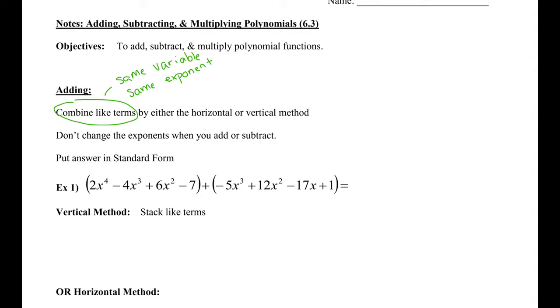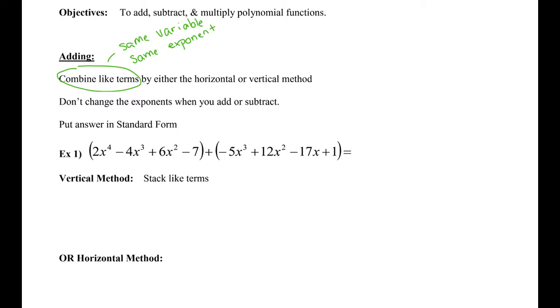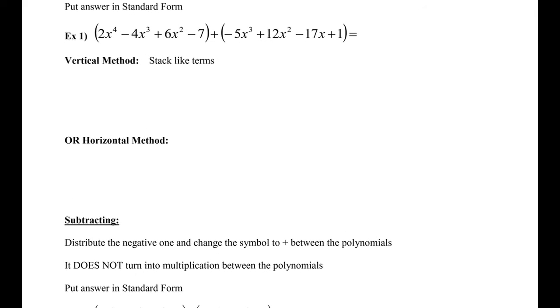And you're going to do this either using the horizontal or the vertical method. Remember not to change the exponents or the variable when you add or subtract. You're just adding or subtracting the coefficients out front. Then put your answer in standard form, which is decreasing order by exponent. So let's look at both methods, both the vertical and the horizontal.